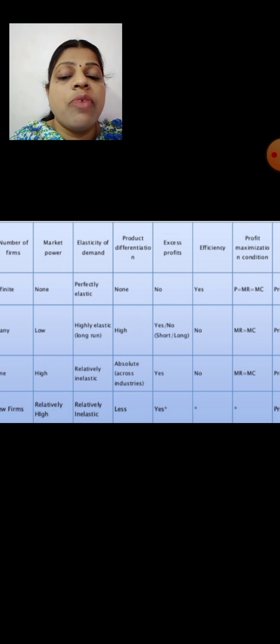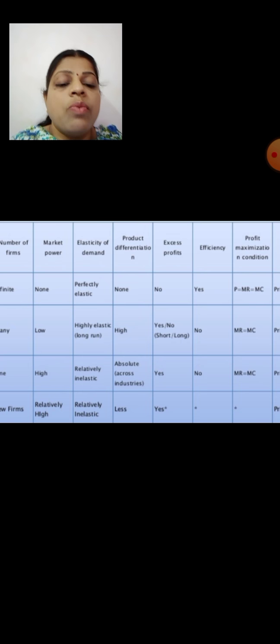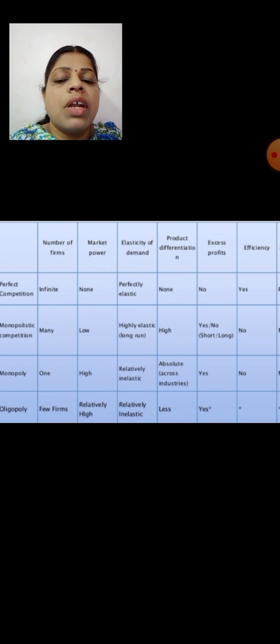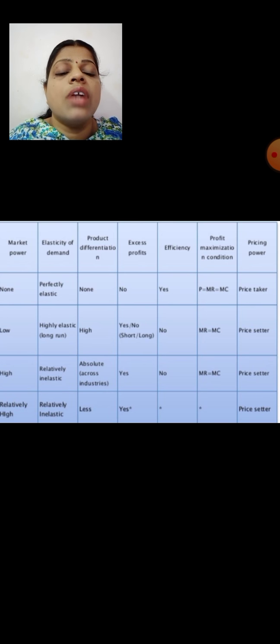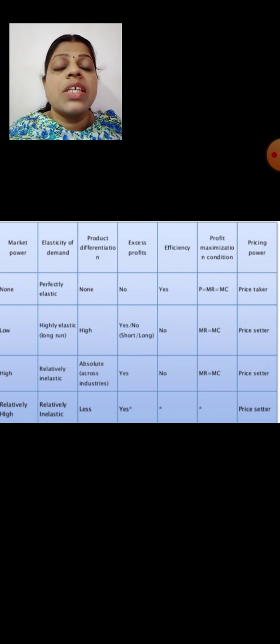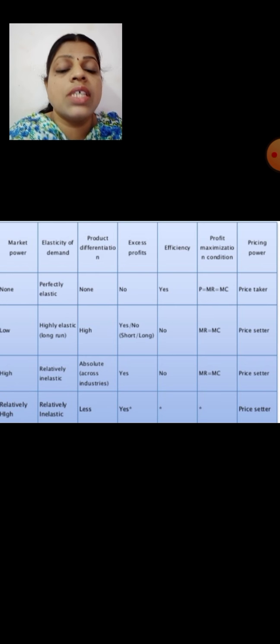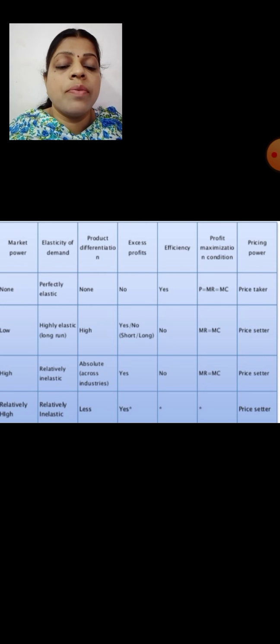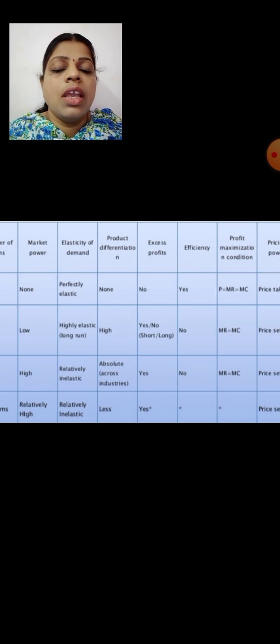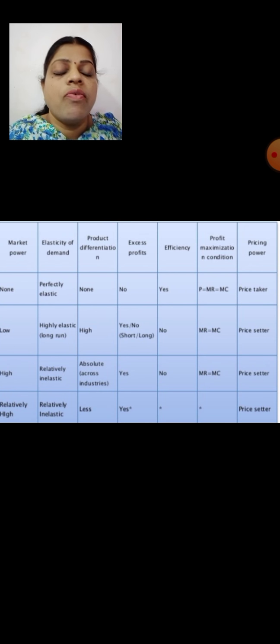Then the second market is monopolistic competition. Here we can see profits are maximized where the marginal revenue exactly equals the marginal cost. This is the point where the profits are maximized in the monopolistic competitive market. Then the third one, the monopoly market, where marginal revenue exactly equals the marginal cost.